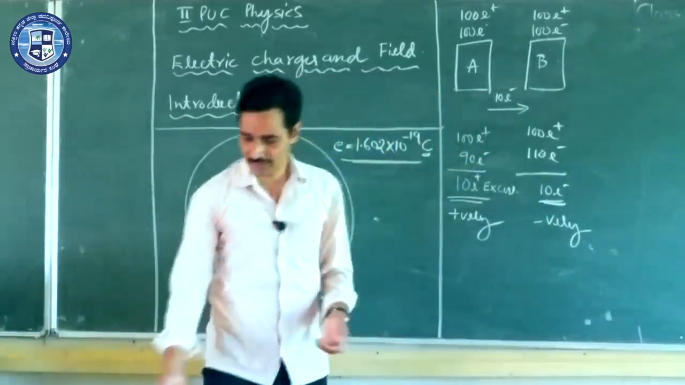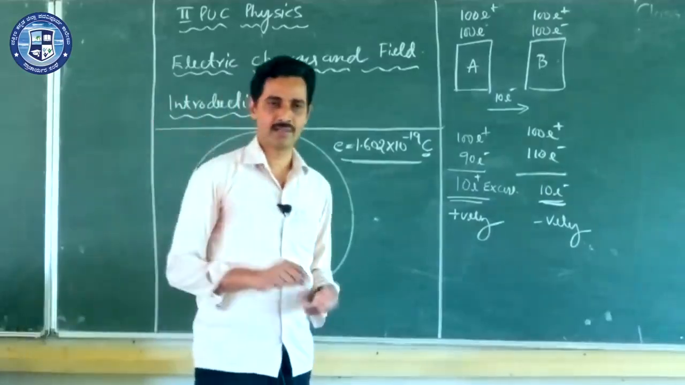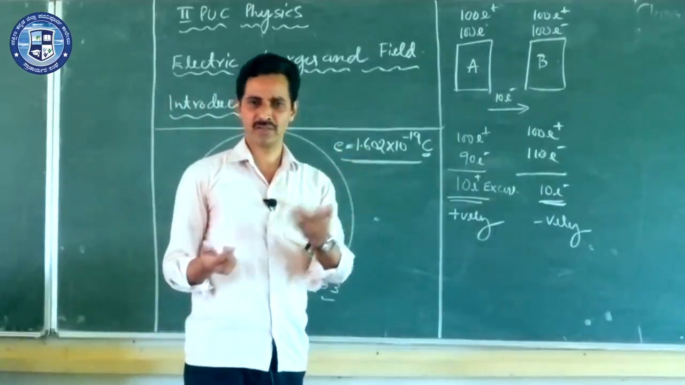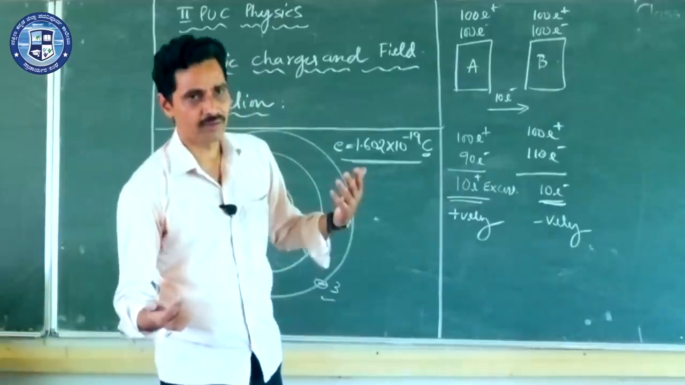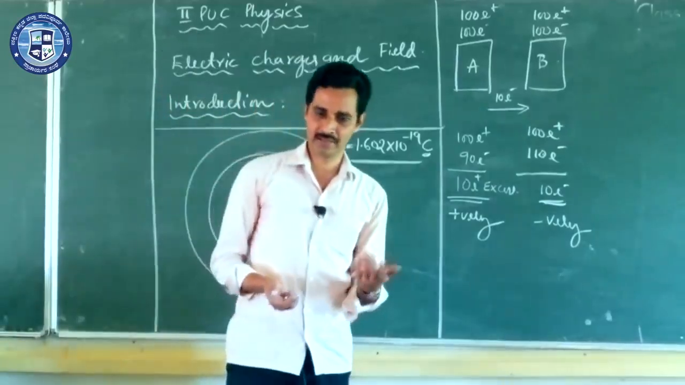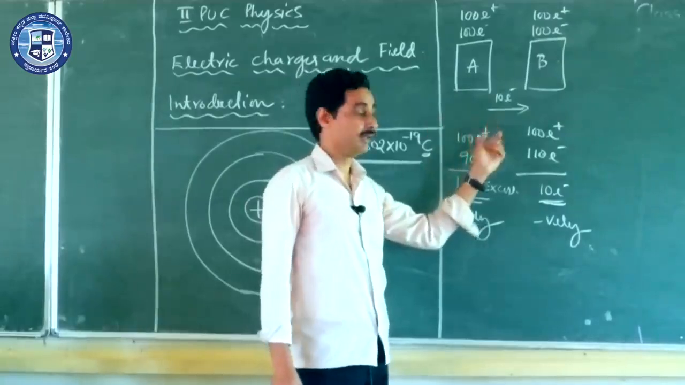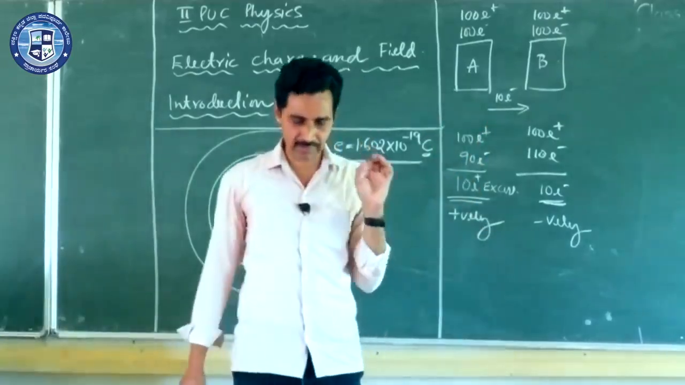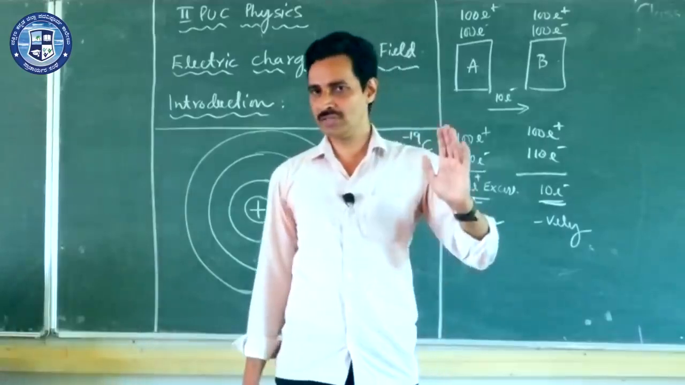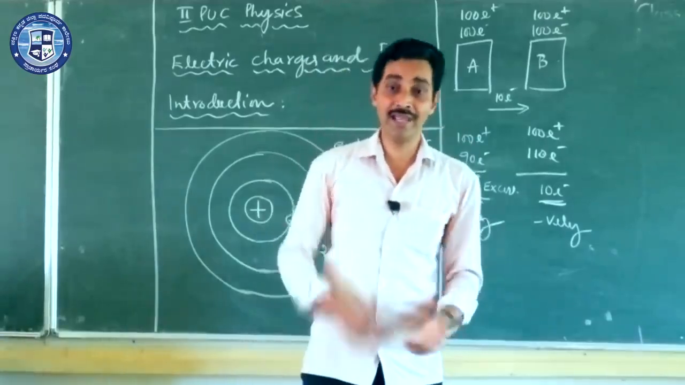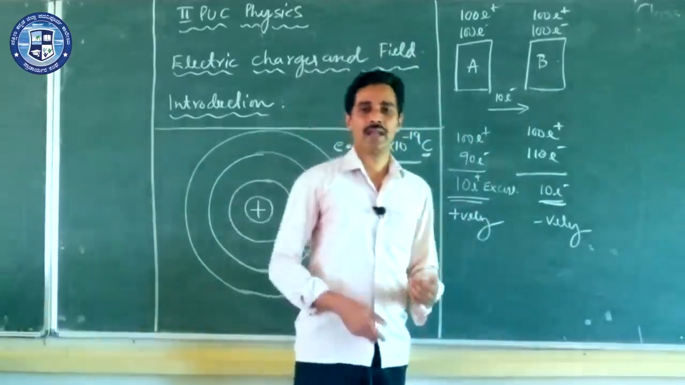So automatically, when I rub my fingers against the straw, my fingers might have lost electrons, maybe positively charged. The straw might have got electrons, maybe negatively charged. So there is an attraction. So here what we have to conclude is, a body which loses electrons gets positively charged, and the body which gains electrons gets negatively charged.